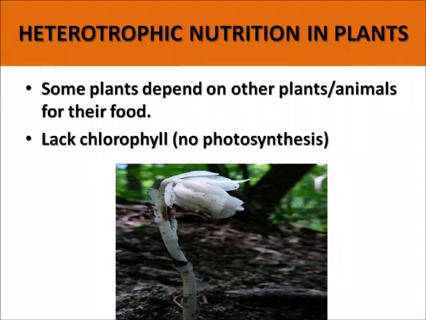So there are plants which depend on other plants or animals for their food. So they are not self-dependent because they cannot perform photosynthesis. So if they can't perform photosynthesis, then they will not be able to prepare their own food. So in that case, they will feed on some other plant or some other animal. They don't have chlorophyll, or they have very little chlorophyll, because when they lack chlorophyll, they will not be able to perform photosynthesis, and therefore these plants cannot prepare their own food. Hence they are heterotrophic in nature.